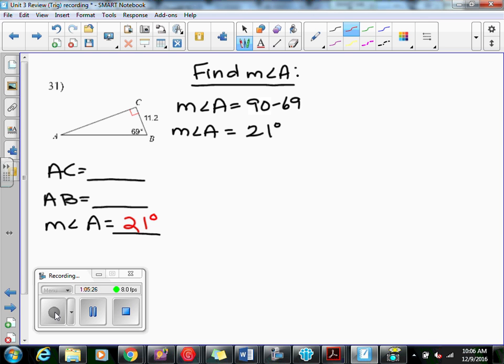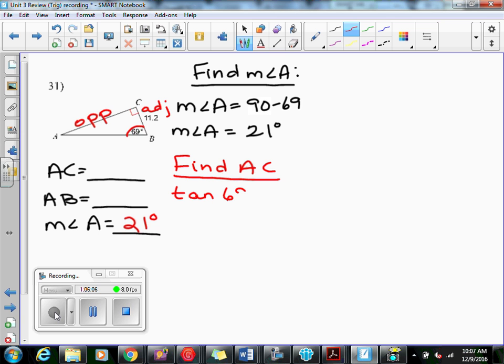Okay, so now that we've got the angle, we can now find the sides. Which side do you want to do first? Okay, we'll do AC. To find AC, we're going to label what we have and then decide what ratio to use. So from this angle, what is AC? Opposite. And what is the 11.2? Adjacent. Okay, so if I have opposite and adjacent, what ratio is it? That's tangent. Make sure you know these formulas by heart.